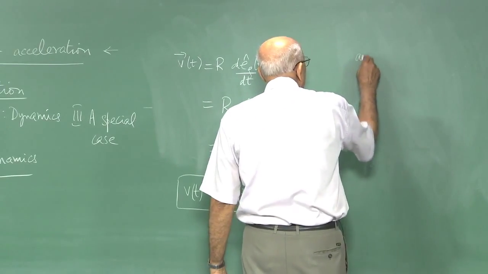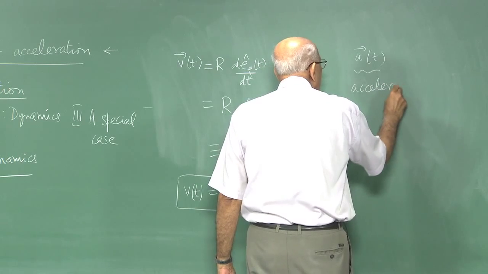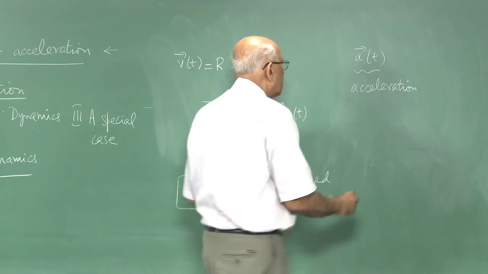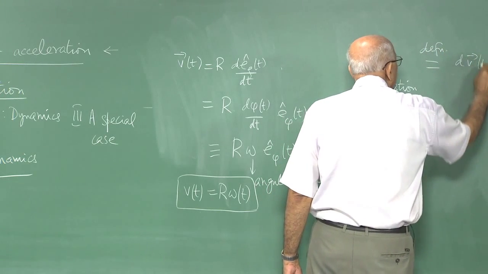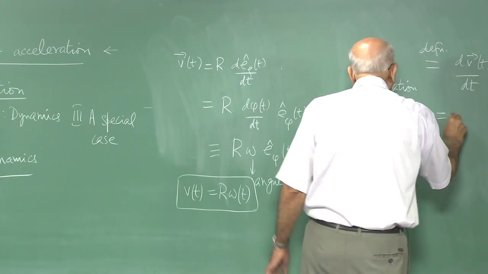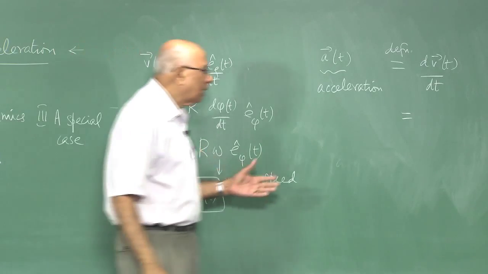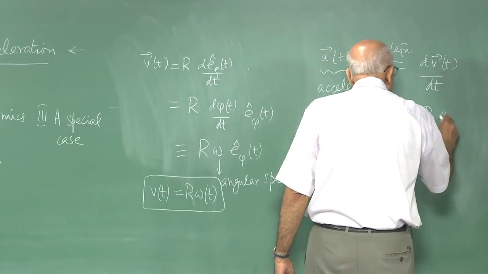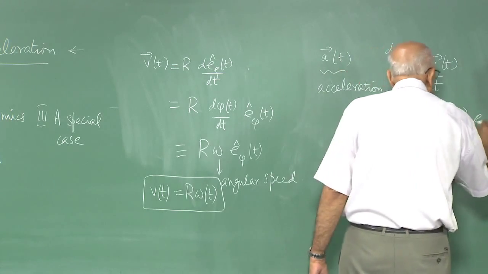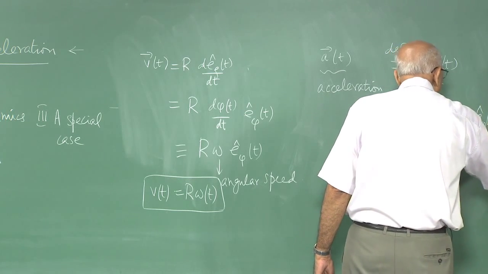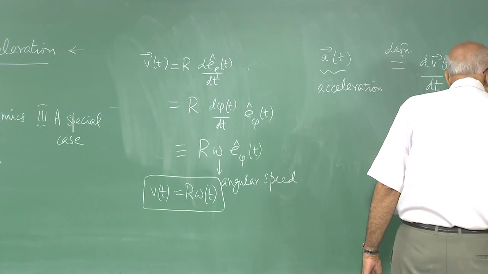So it says the acceleration a of t, the instantaneous acceleration, is again by definition dv(t)/dt, and we need to differentiate this combination here. But notice that capital R is a constant, so that does not get differentiated, and by the chain rule this is therefore d omega/dt, which could possibly be a function of time, times E phi of t, plus R omega times dE phi(t)/dt.